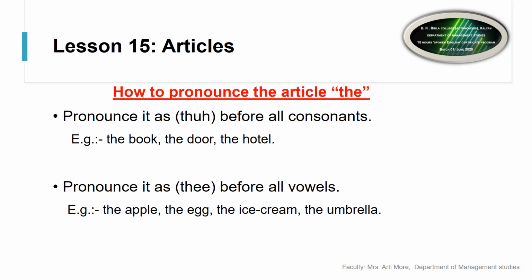Now, let's study how to pronounce the article the. Pronounce it as thuh before all consonants. Example: the book, the joke, the hotel. Pronounce it as thee before all vowels. For example, the apple, the egg, the ice cream, the umbrella.